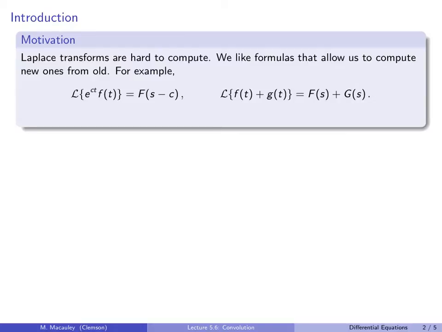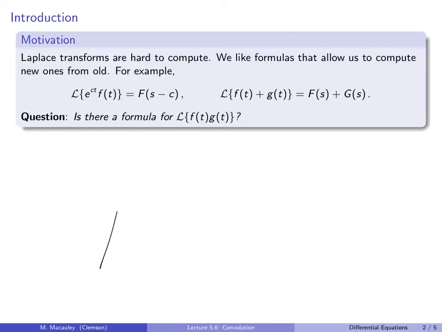If we know the Laplace transform of a function f of t, we know how to compute this Laplace transform. And it's this simple formula. And similarly, here's an even easier one. If you know the Laplace transform of f and the Laplace transform of g, then the Laplace transform of the sum, you just add those things together. So a question that's very natural to ask is, is there a formula for the Laplace transform of the product, f of t times g of t? That would make our lives really easy.